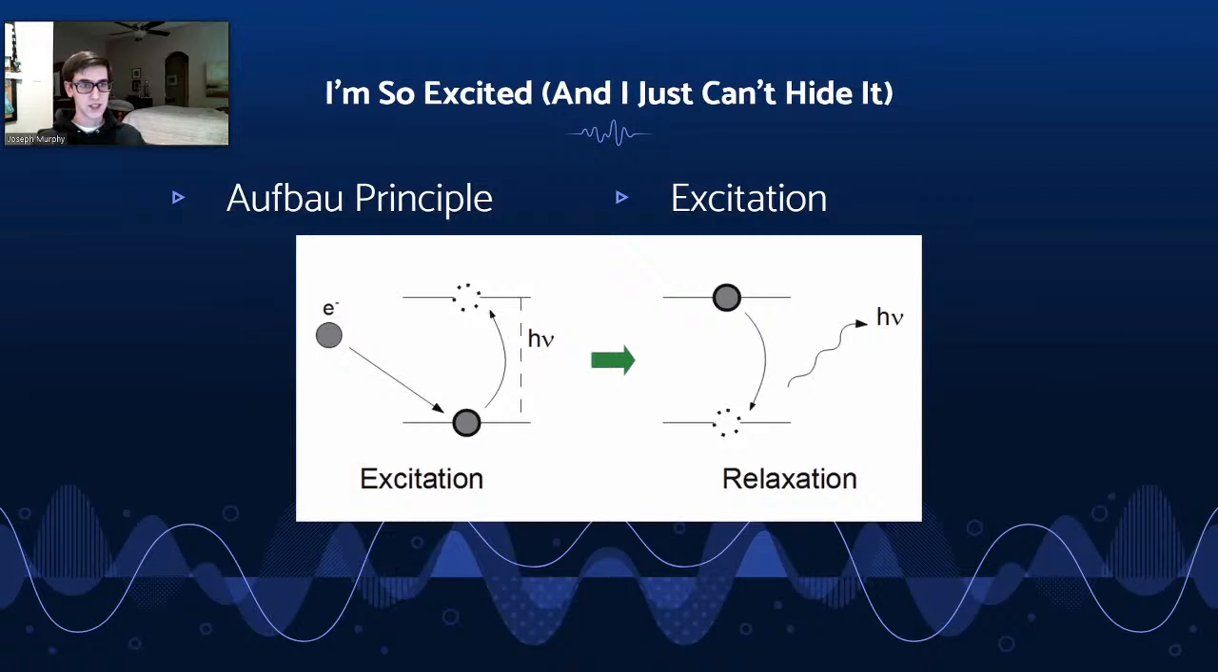And then the opposite process can also occur when the electron falls from its excited energy level to its ground state. It then releases an equivalent amount of energy in the form of a photon, relaxation rather than excitation.